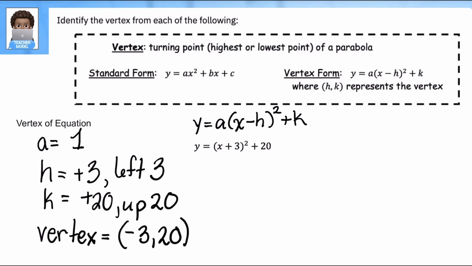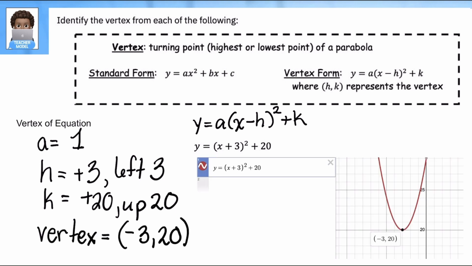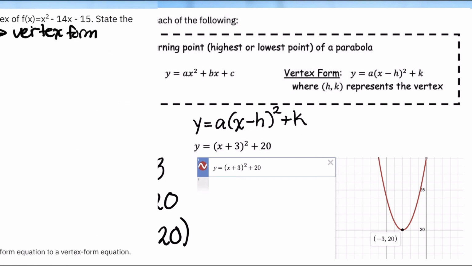negative 3, 20. And we can confirm it on our graph, just putting it onto Desmos, same exact formula. You can see that is, in fact, the vertex. So once again, you can see how I can very quickly take the vertex form of the equation and find the vertex as long as I know what h and k are. Hit pause and jot this into your notes.